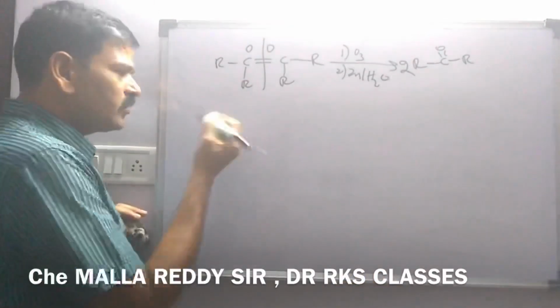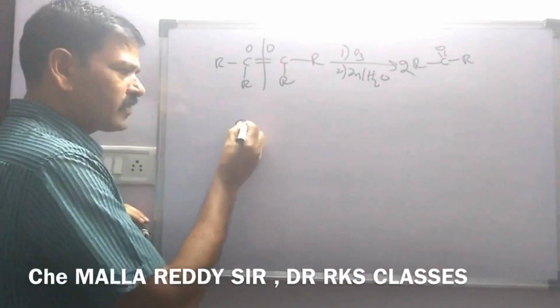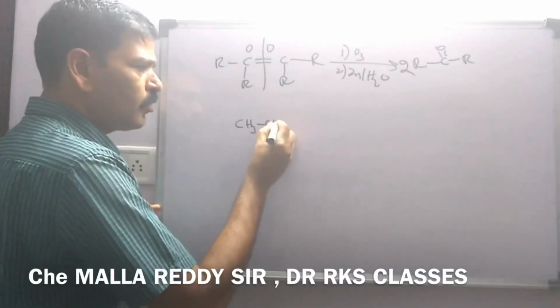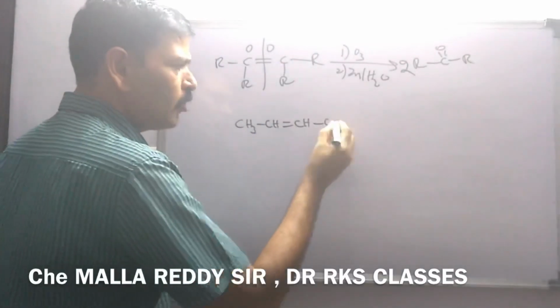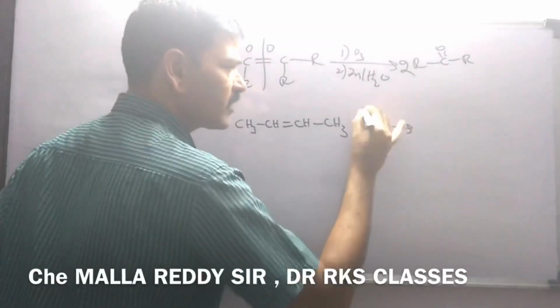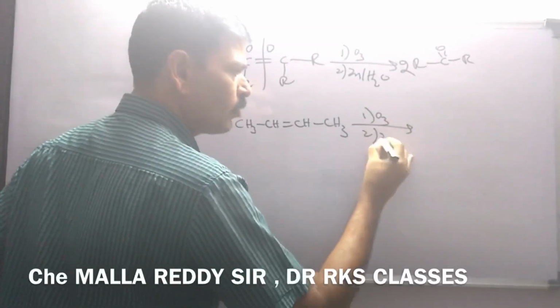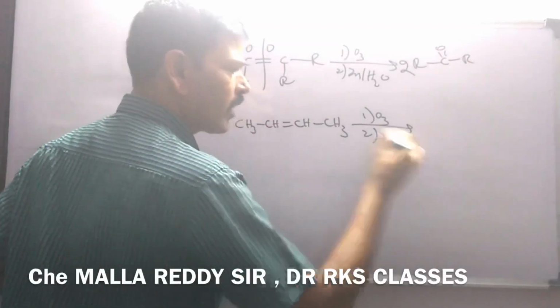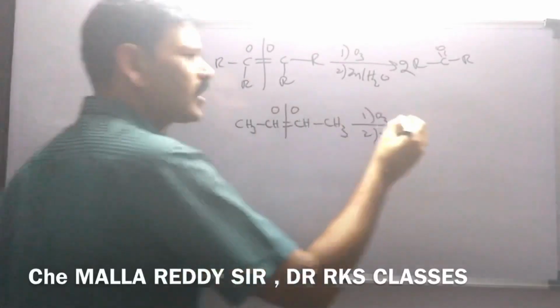Similarly, just use general examples, just observe here. One example, 2-butene on reductive ozonolysis. You are getting 2 moles of acetaldehyde.